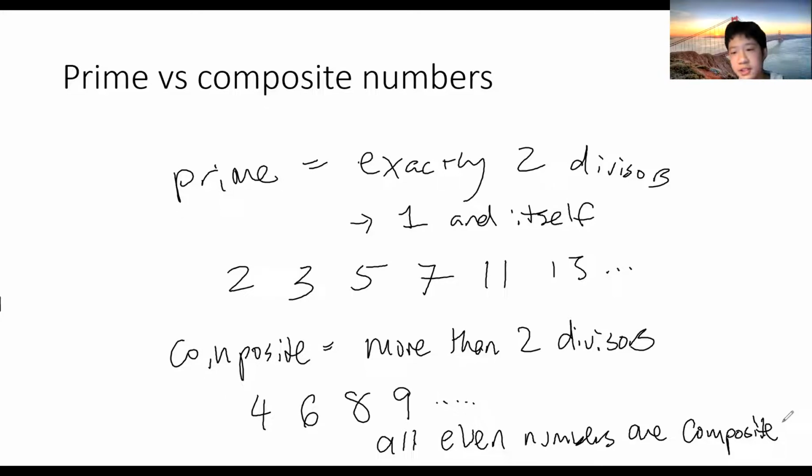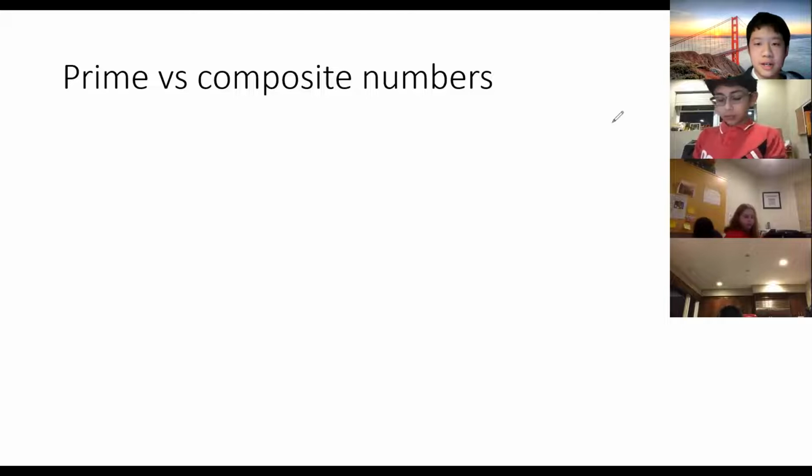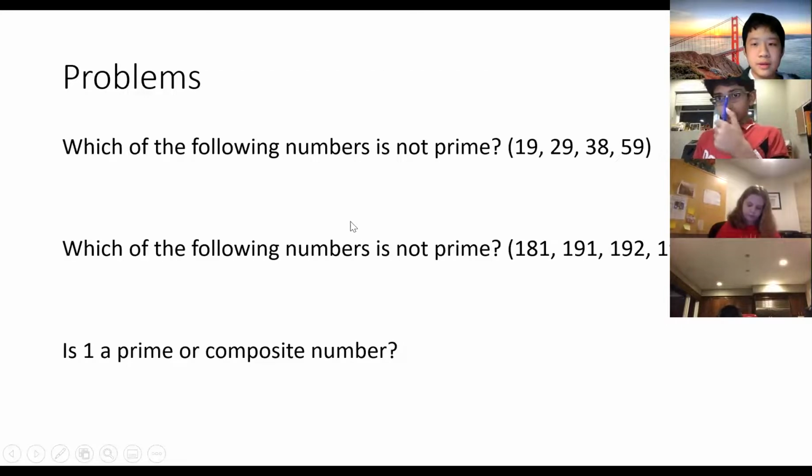Well, all even numbers have 2 as a divisor, right? And if we count the divisors now, we have 1, 2, and that number. We might have something else too, but we already have 3 divisors, so that must mean the number has to be composite. Okay? Let's do some problems with prime and composite numbers.